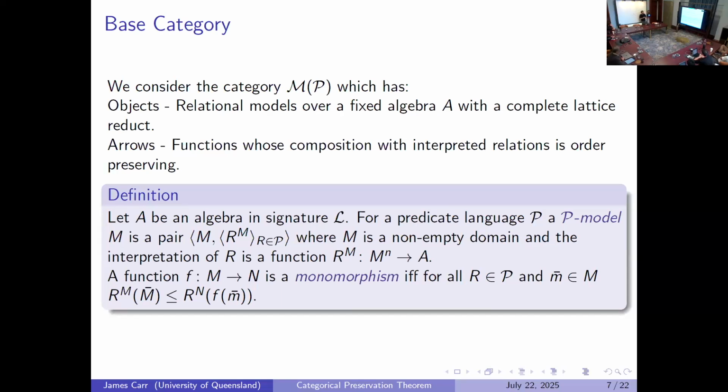And so here the idea is we're asking that for all of these interpreted relations, whenever you take a tuple in your left model, the value after you basically compose with the function acting on the domain just can't get any worse, right? So this is the less than or equal requirement.